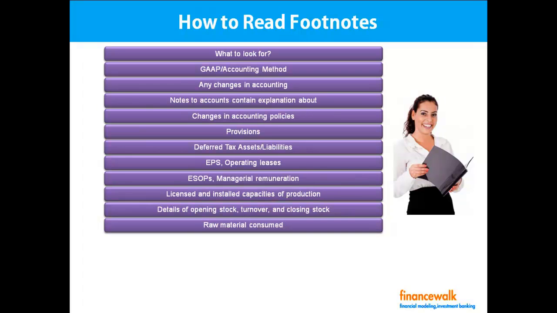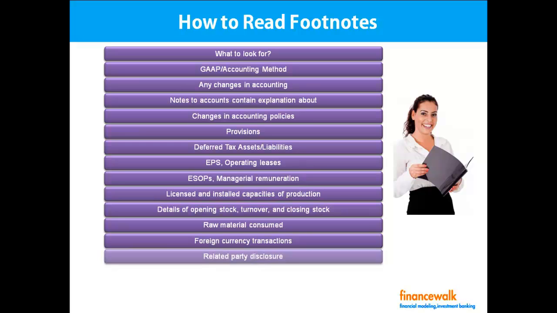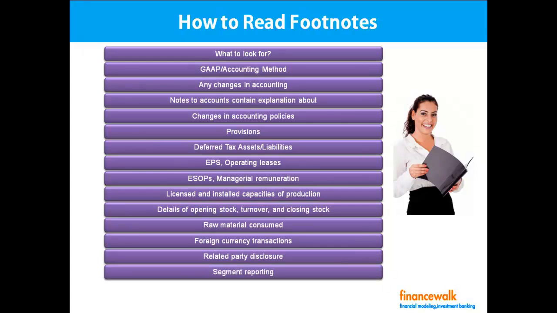details about raw material consumed, any foreign currency transactions, and any hedging or any risks related to that. Then related party disclosure, any transaction about related party disclosure. Segment reporting, if a company like HLL, Hindustan Lever has different segments, then segment reporting. And last is contingent liabilities.